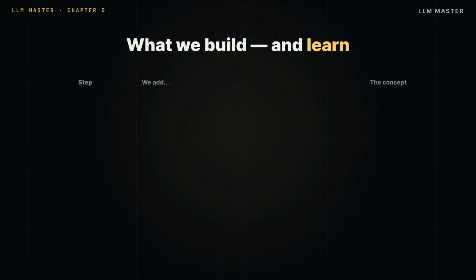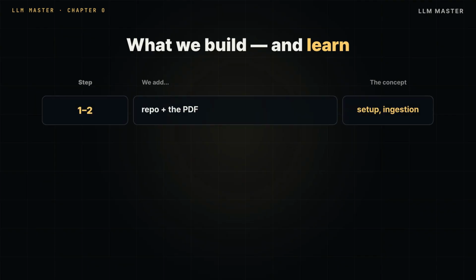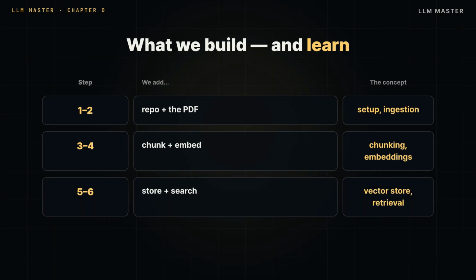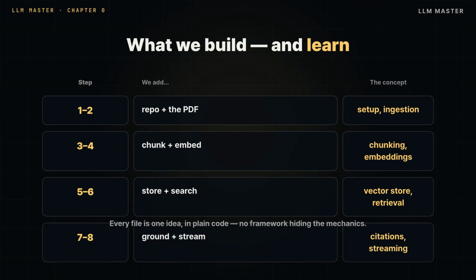Here's the map of the whole build. And notice it's also a map of how these systems work. Steps 1 and 2 set up the repo and load the handbook PDF. 3 and 4 cut it into chunks and turn them into embeddings. 5 and 6 store those and search them. 7 and 8 ground the answer and stream it back with citations. And 9 and 10 add the web UI and deploy it to Railway. Every file is one idea in plain code with no framework hiding the mechanics.